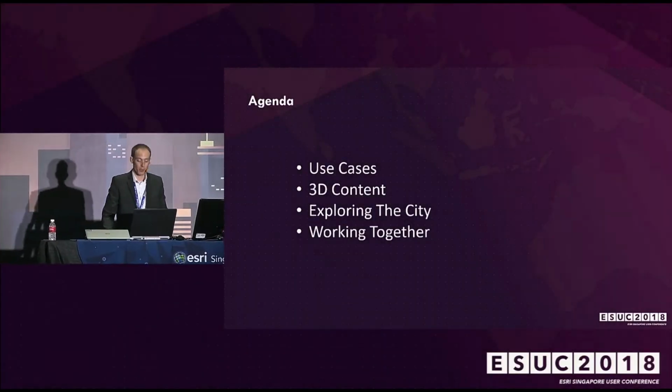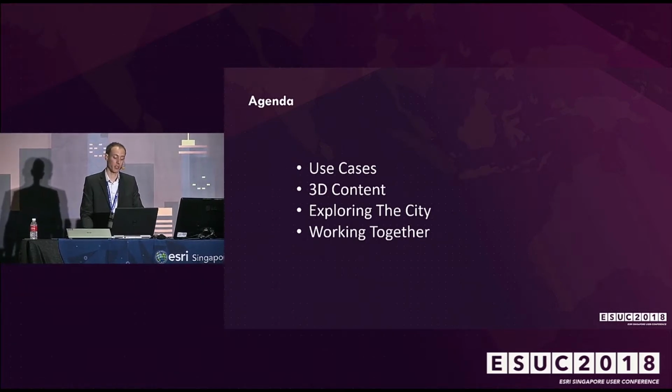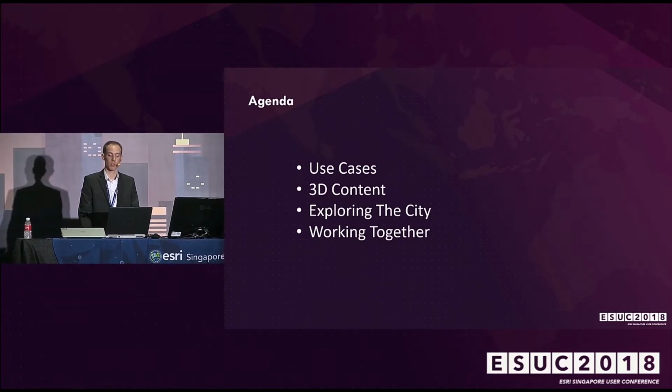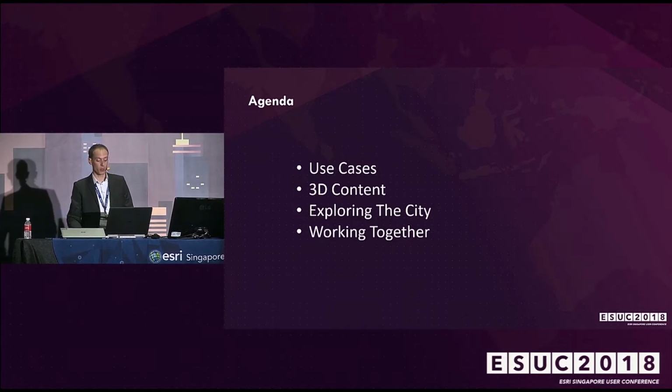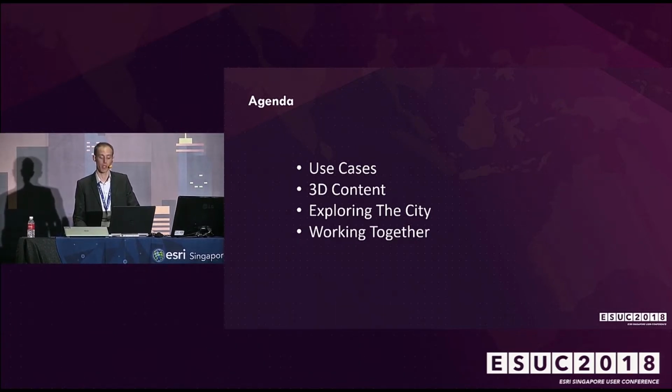Good afternoon, everyone. So in this session, we are going to discuss why a 3D digital twin is a key component of all smart cities. So what are some of the use cases where 3D is being used? What kind of 3D content is available? Some of the tools that help you navigate and understand our environment and how we benefit from the WebGIS architecture to easily work together.